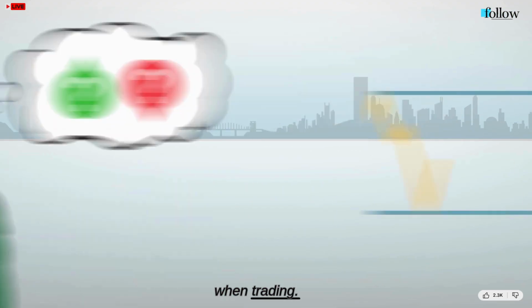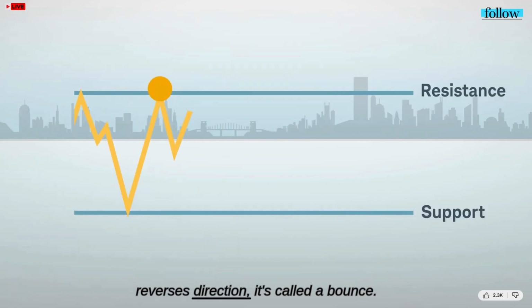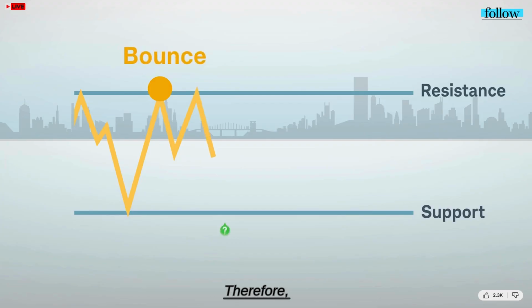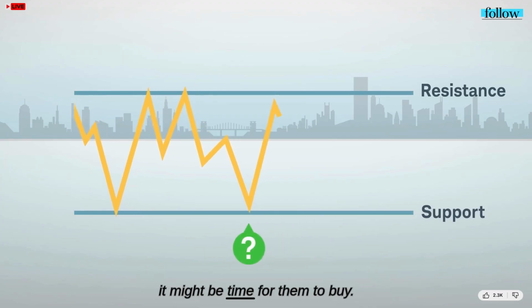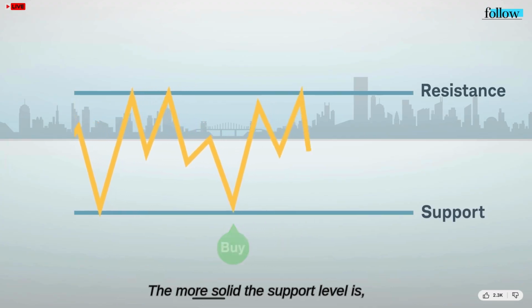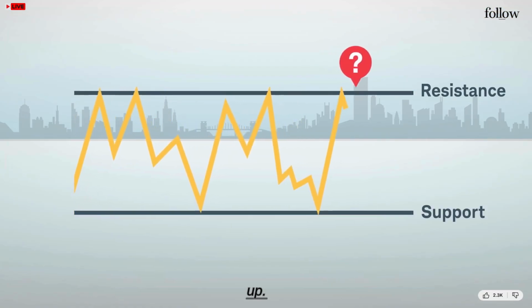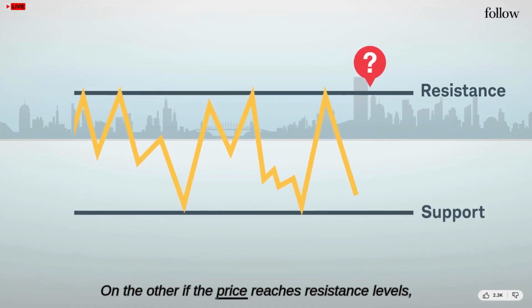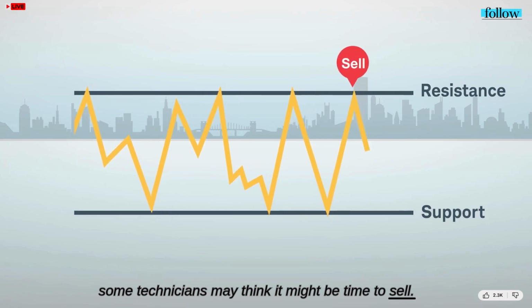make decisions when trading. When the price hits a support or resistance level and then reverses direction, it's called a bounce. Therefore, when technicians see the price of a stock nearing support levels, it might be time for them to buy. The more solid the support level is, the more confidence technicians might have it could bounce back up. On the other hand, if the price reaches resistance levels, some technicians may think it might be time to sell.